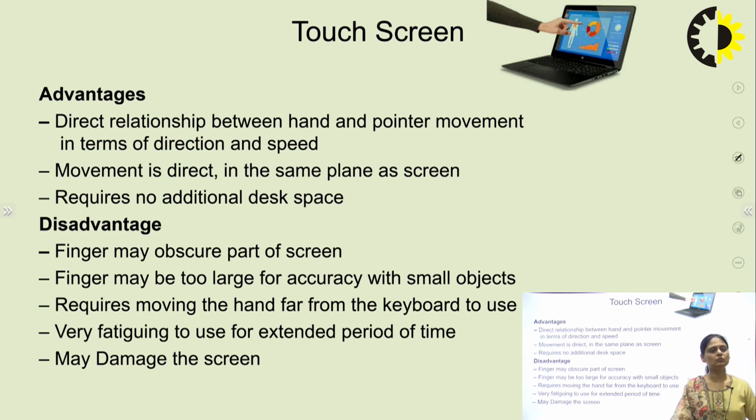The finger may be too large for accuracy, and it requires moving the hand far from the keyboard to use. It may damage the screen as well. So these are the disadvantages of the touch screen.